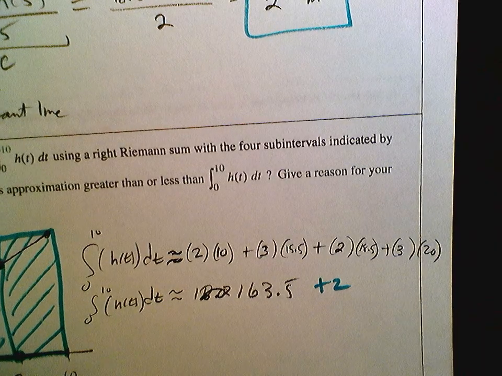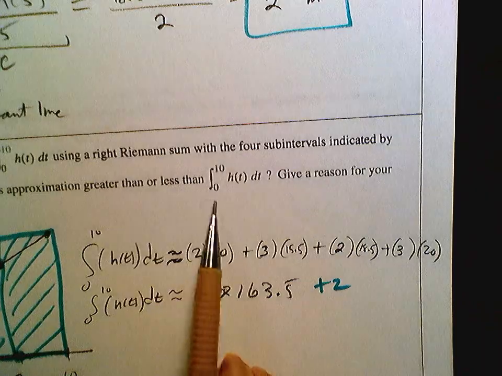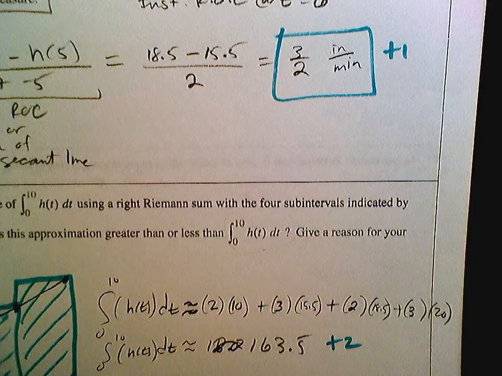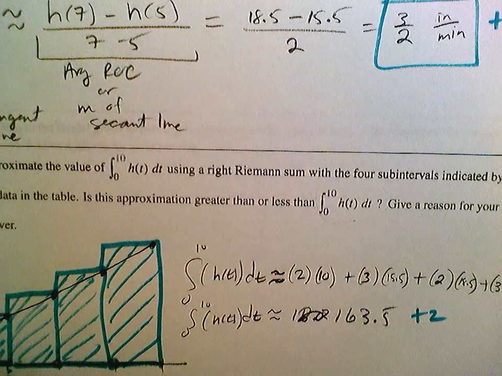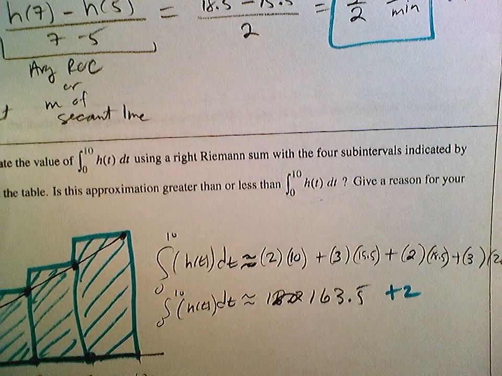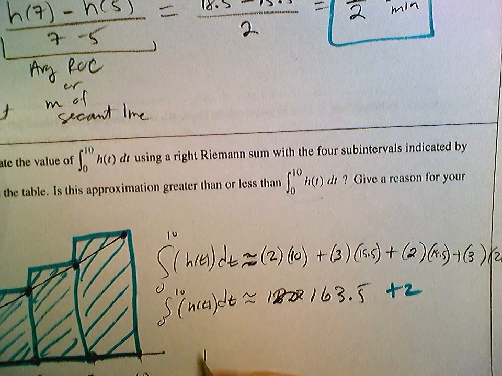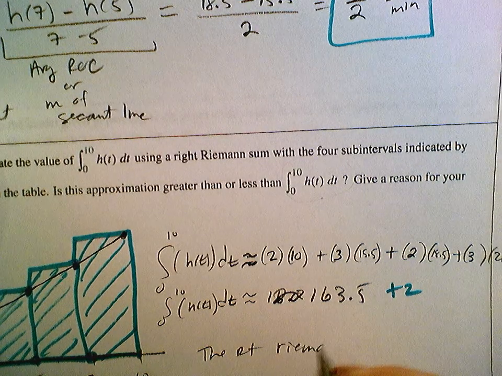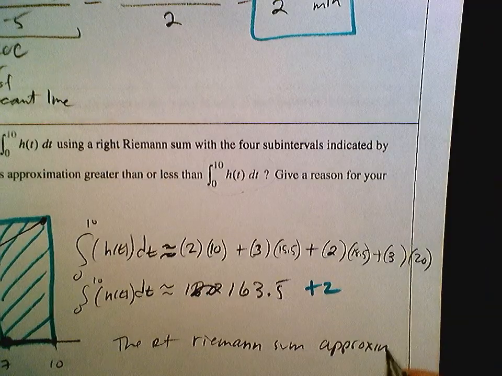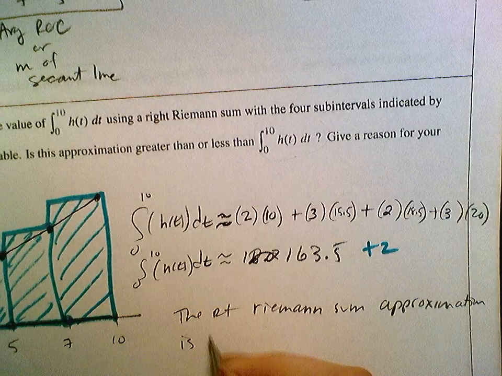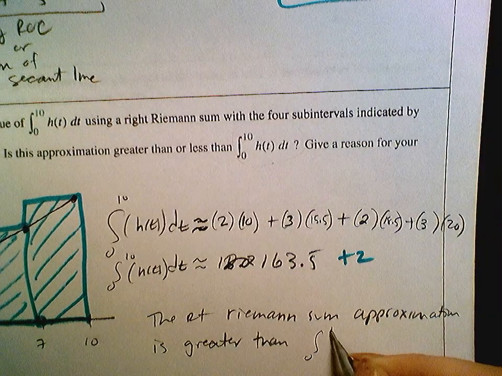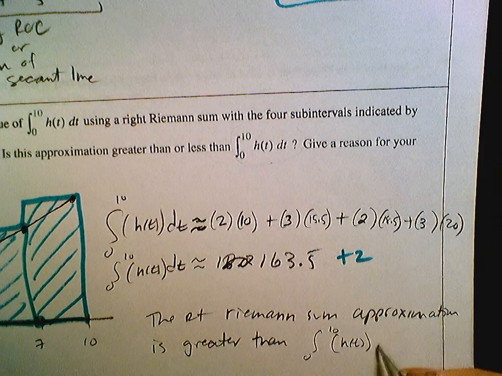Okay, now they're asking us, is the approximation, so this is just an approximation, greater than or less than the actual, the true area under the curve? Give a reason. Well, guys, you could see that it's an over approximation for sure, because all the rectangles are going above the curve. So I'm going to say this: the right Riemann sum approximation is greater than the integral from 0 to 10 of h of t dt.